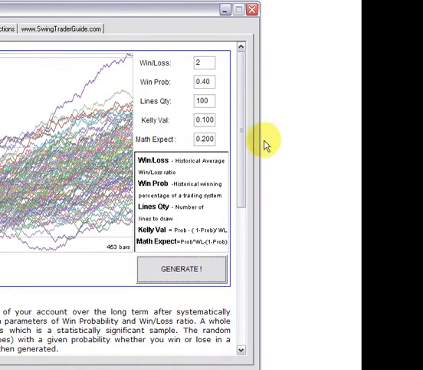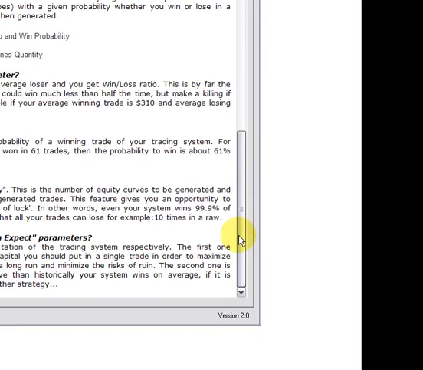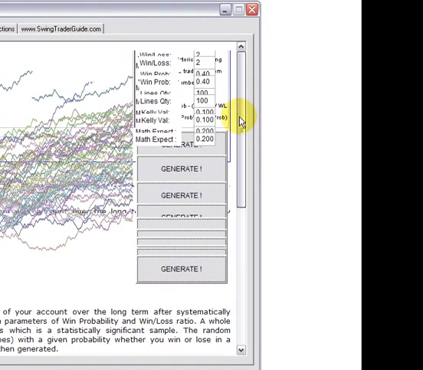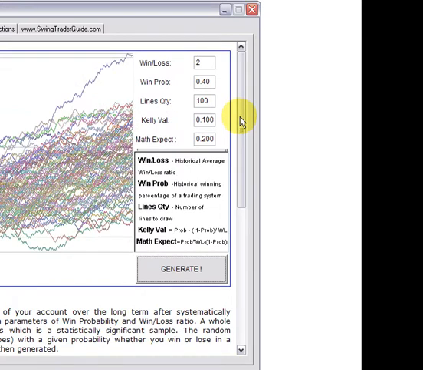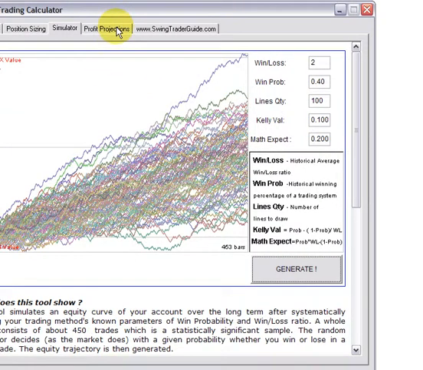So, very neat tool. More explanation down here so you understand it a little bit better. But very neat tool. I encourage you to use it and understand it a little bit better. It helps you really understand how statistics and trading systems work together.